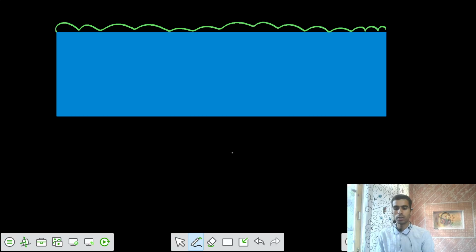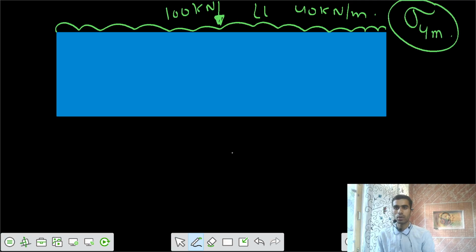There is a UDL, live load 40 kilonewton per meter, and a point load is also applied at the midspan. Point load at the midspan equals 100 kilonewton. And we need to calculate stresses at the 4-meter section. So at 4 meters we need to calculate what the stresses are at that location, at that section, somewhere here.